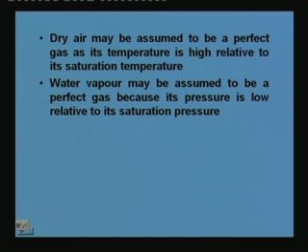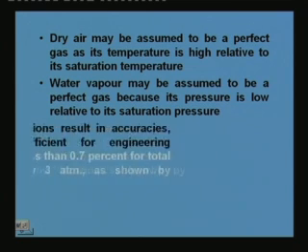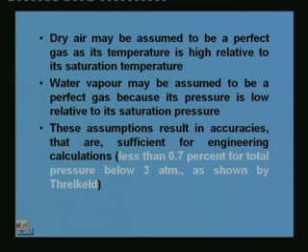Normally in air the amount of water vapor is very low, so it exerts a very small partial pressure. This pressure is much lower than the saturation pressure, so you can treat it as an ideal gas. These assumptions result in accuracies sufficient for engineering calculations, and it is shown that the errors because of these assumptions are less than 0.7% for total pressure below 3 atmospheres. This is shown by Threlkeld.